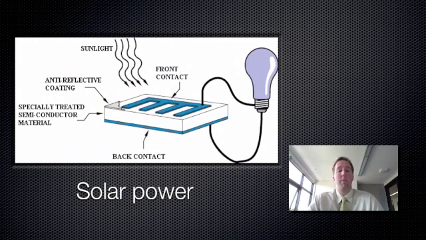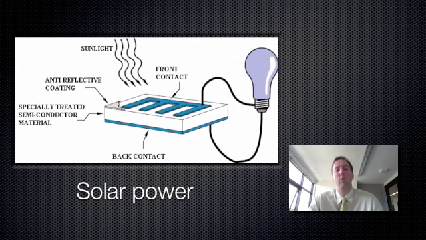Another super duper way to make electricity, or to convert one type of energy into a different type of energy, is solar power. So solar power is great because the sun provides Earth with heaps and heaps of energy. So basically, solar power works by something called the photoelectric effect.